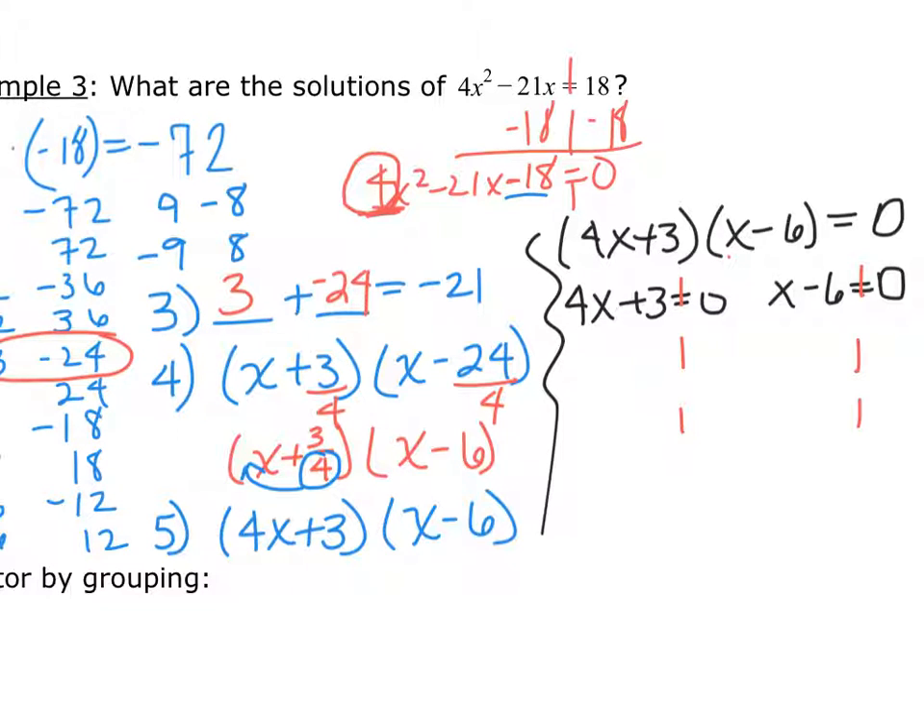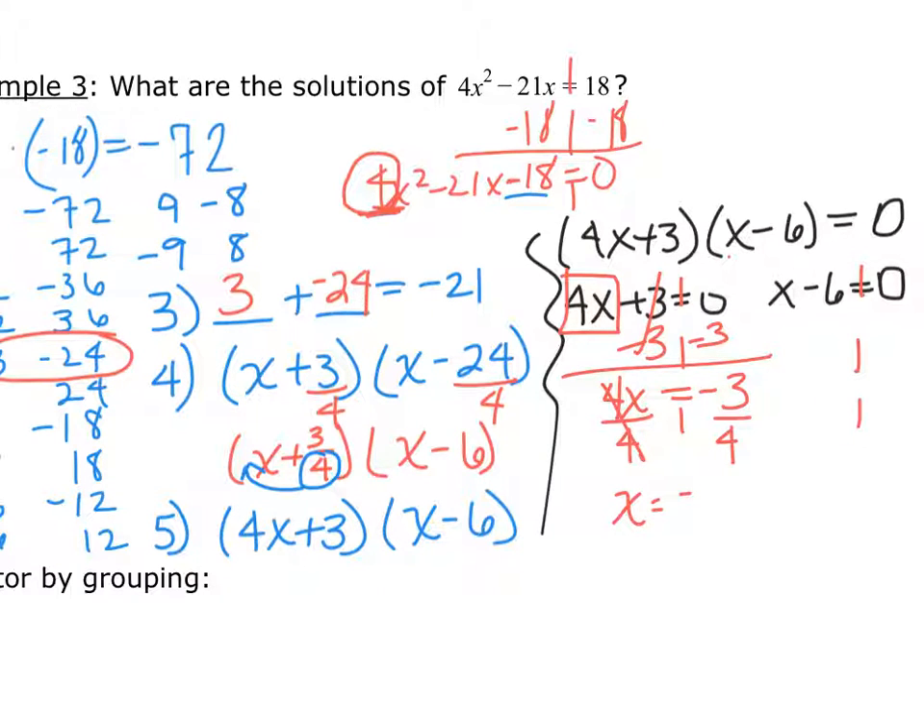So what do I got to move first to get x by itself in 4x plus 3 equals 0? Minus 3. We have to subtract 3 from both sides. So I get 4x equals negative 3. And then divide both sides by 4. So I get x equals negative 3/4. Perfect.